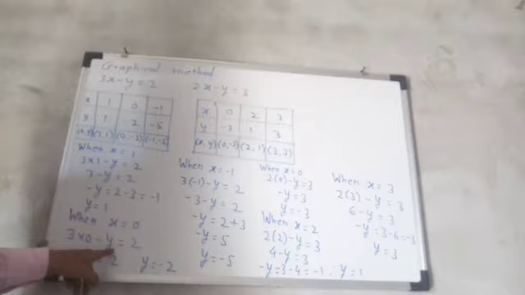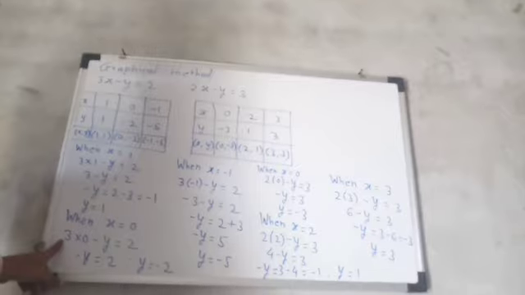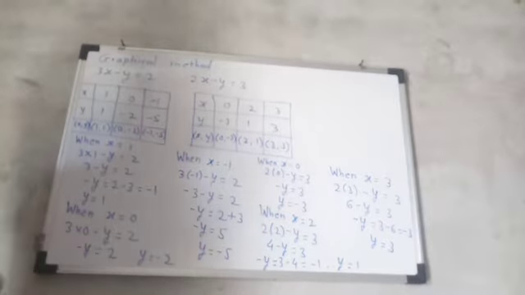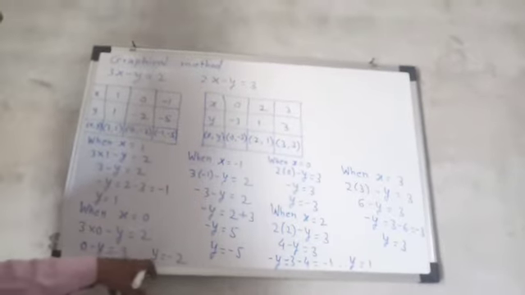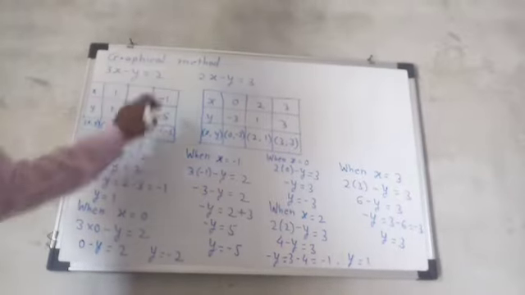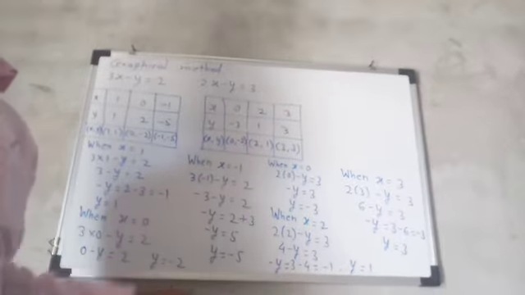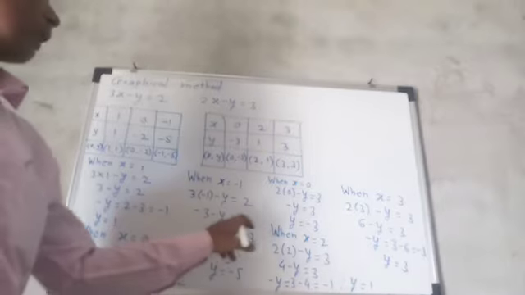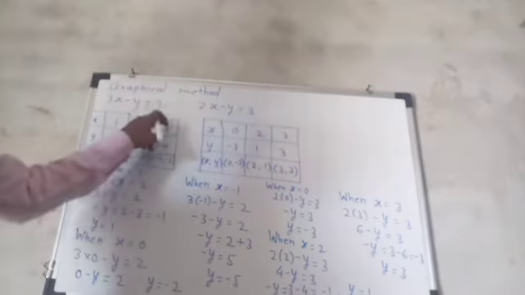x is equal to 0. 3 into 0 minus y is equal to 2. 3 zeros are 0 minus y is equal to 2. Means minus y is equal to 2. y is equal to minus 2. Point 0, minus 2. When x is equal to minus 1, 3 into minus 1 minus y is equal to 2. Minus 3 minus y is equal to 2. Minus y is equal to minus 3 plus 2 plus 3. Minus y is equal to 5. y is equal to minus 5. Point minus 1, minus 5.